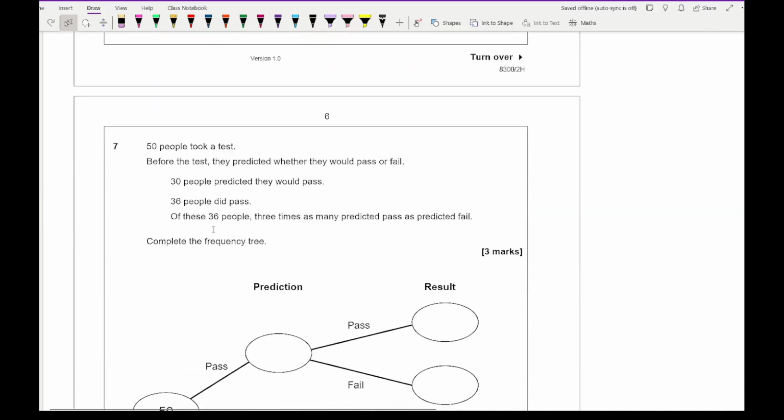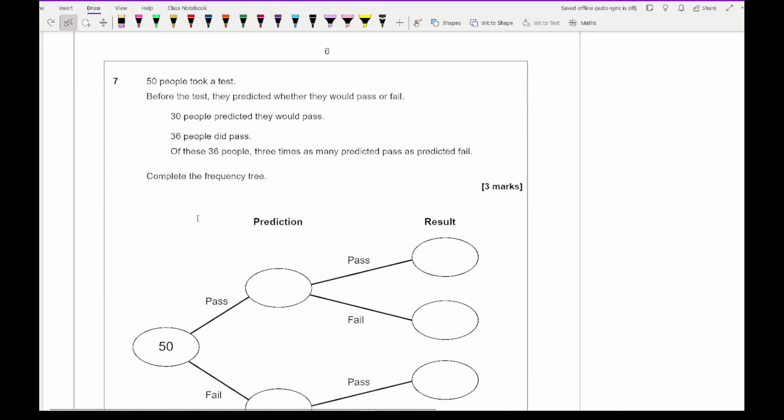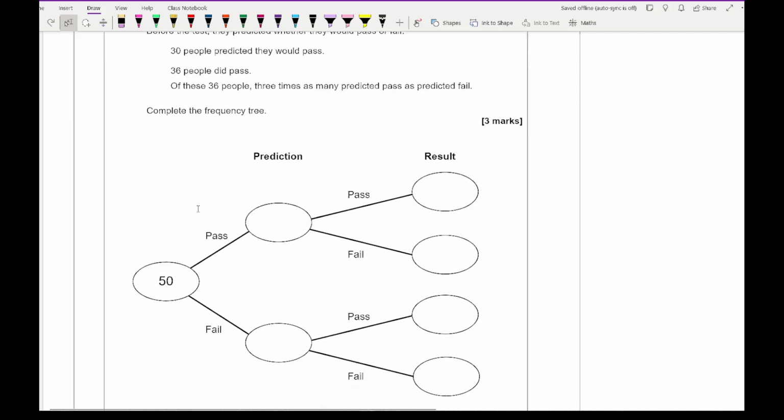So moving on to question 7, it says 50 people took a test. It says before the test they predicted whether they would pass or fail. 30 people, I should say, predicted they would pass. 36 people did pass, and of these 36 people, 3 times as many predicted pass as predicted fail. Now in terms of this question, what we need to do first is, well, we know that 30 people predicted pass. So looking at this key bit of information, we know that this number here is going to be 30, and if that's 30, this is going to be 20.